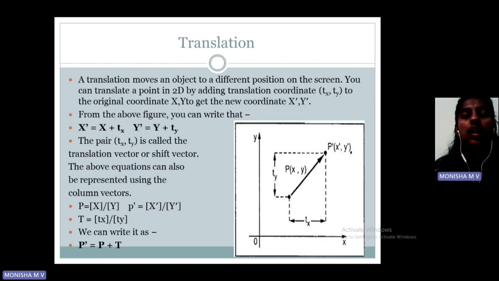These are added to the original coordinates x and y to get the new coordinates x dash and y dash. After translating an object from one position to another position on the screen, we get new coordinates x dash and y dash, from the original coordinates x and y. From the figure, we can write that x dash equals x plus tx and y dash equals y plus ty.